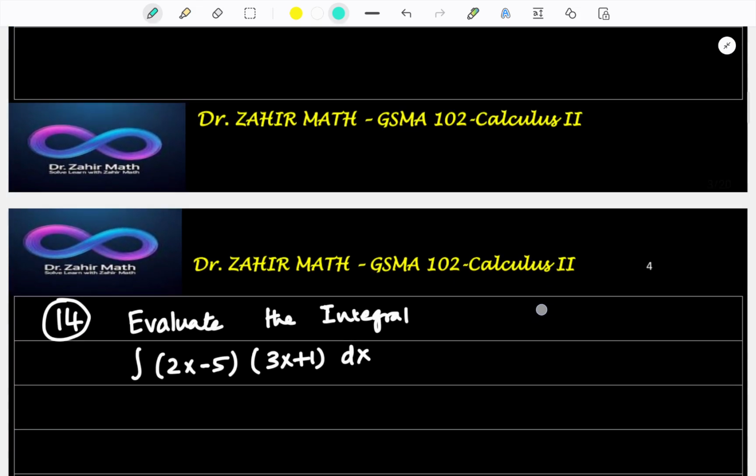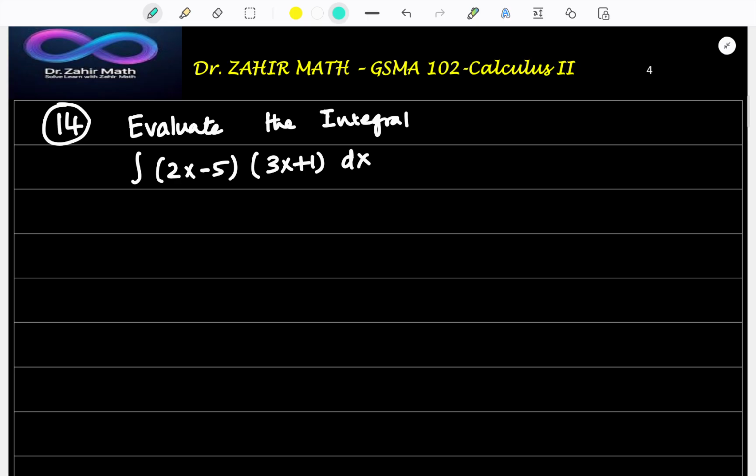Now let's go to the next question. The next question is evaluate the integral. So integral 2x minus 5 times 3x plus 1 times dx. Look here. Here two functions are there and the two functions are in product. But in differential calculus, there is a product rule. But in integral calculus, there is no product rule like u times v. You remember, there is a differentiation rule uv, u times v dash plus v times u dash. But there is no such rule for integral uv. Keep in your mind, there is no rule.